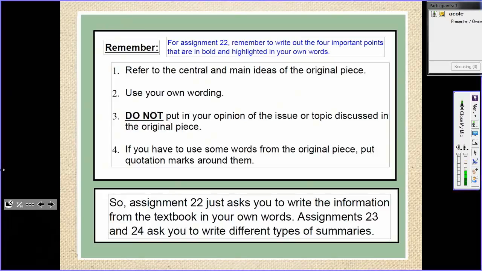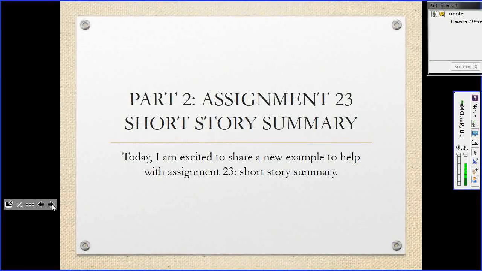So really, assignment 22 just asks you to write the information from the textbook in your own words. So you take those 4 points that are in bold and you explain them in your own words. And then assignments 23 and 24, and we're talking about assignment 23 next, ask you to write different types of summaries. All right, so let's get going on assignment 23.